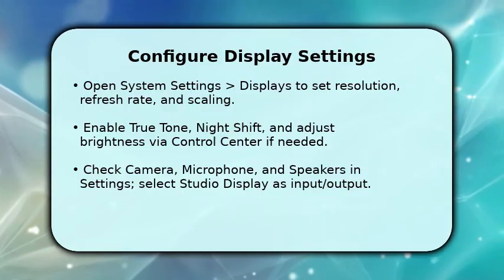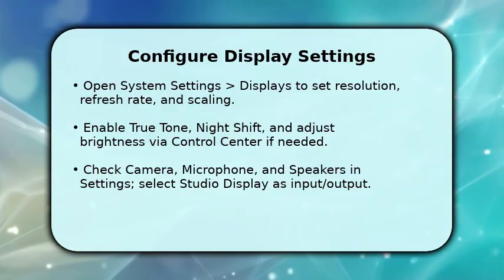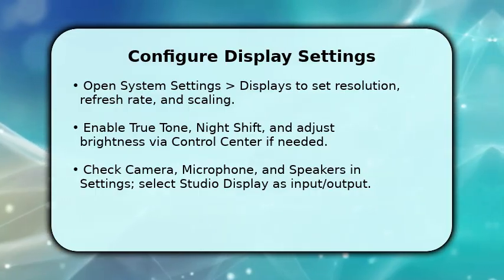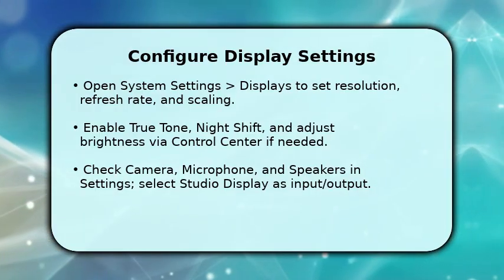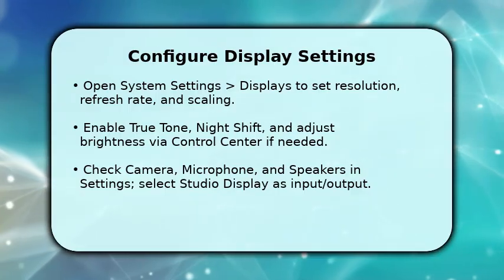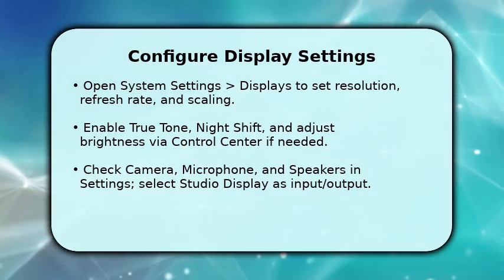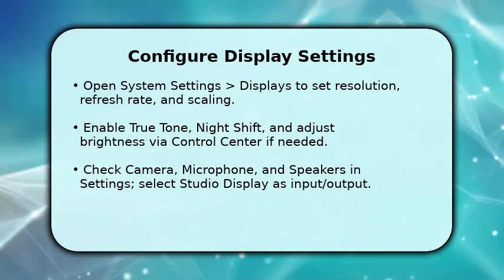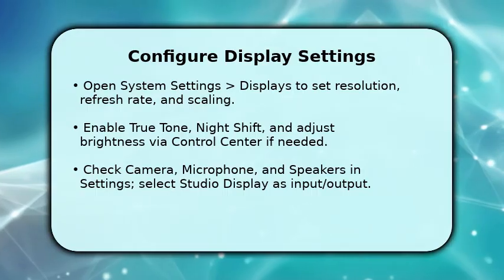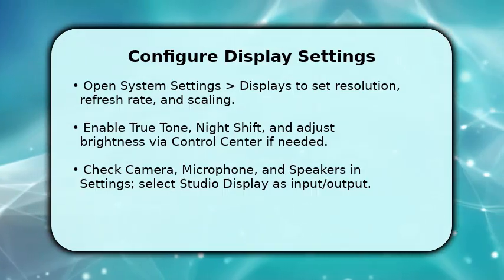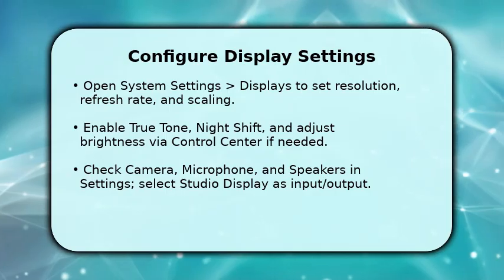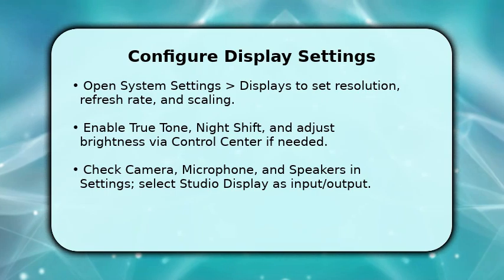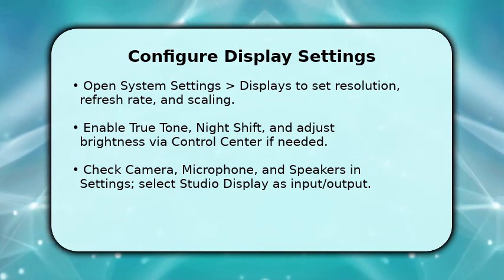Once the Mac recognizes the Studio Display, configure how it behaves and why those settings matter. Open System Settings and choose Displays to set resolution and scaling so text and UI appear correctly. Higher resolution looks sharper, but can change perceived size. Next, enable True Tone and Night Shift if you want automatic color and temperature adjustments. They reduce eye strain by matching ambient light. Finally, go to Sound and Camera Settings to select the display's built-in mic, speakers, and webcam for calls and media.